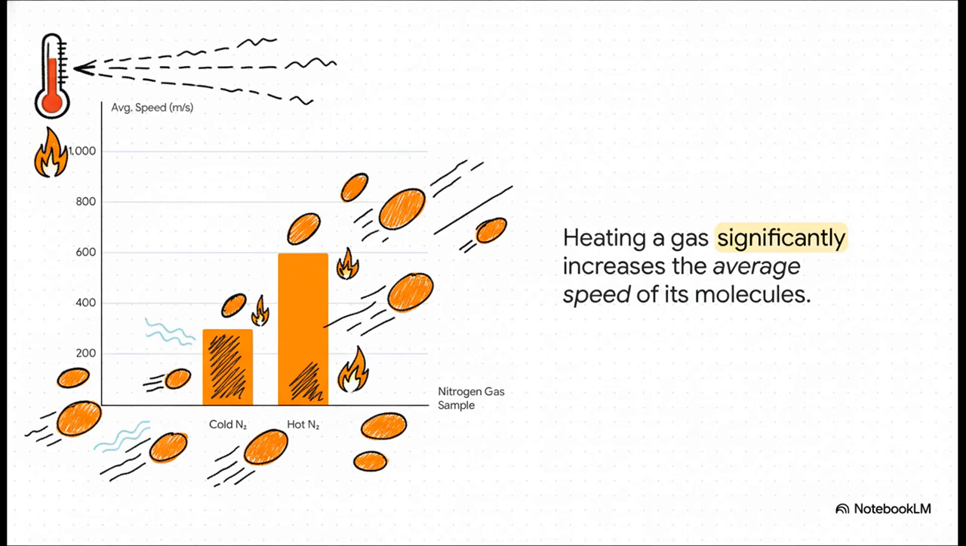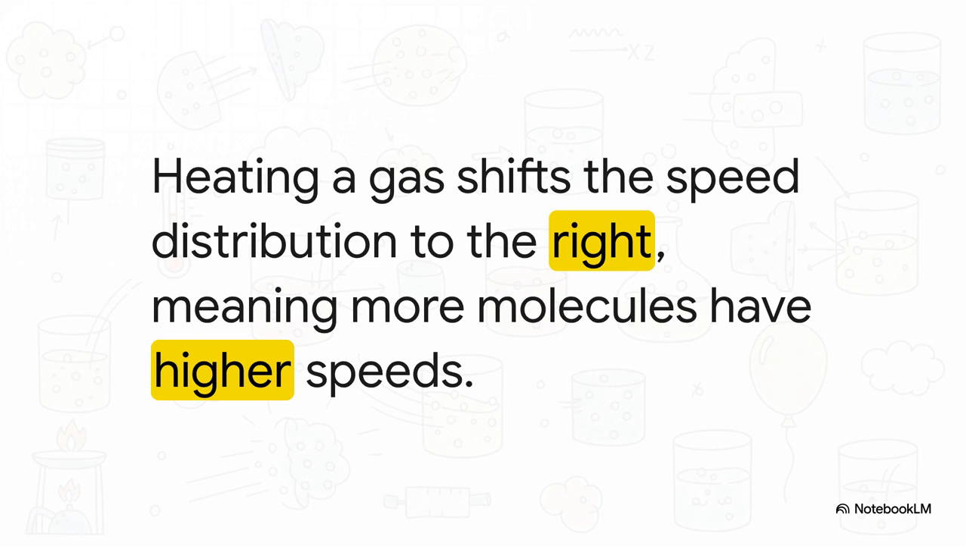So when we talk about heating a gas, what we're really doing is changing the shape of that whole distribution. As you can see right here, if you take some nitrogen gas and you heat it up, that average speed for all the molecules shoots way up. So really, what's going on under the hood is that the entire range of speeds gets a boost. When the gas gets hotter, you get way more particles zipping around at those high speeds, and far fewer that are just poking along at the low speeds. The whole crowd just gets more energetic.